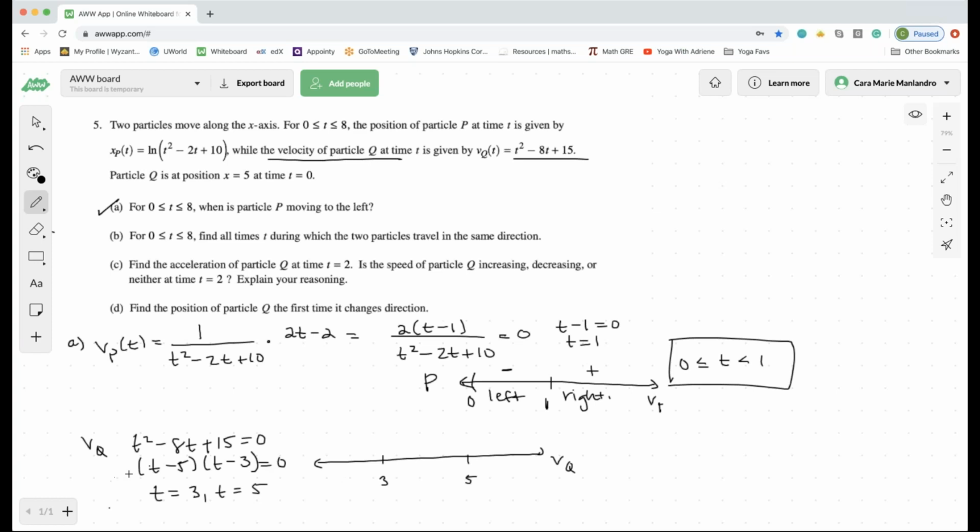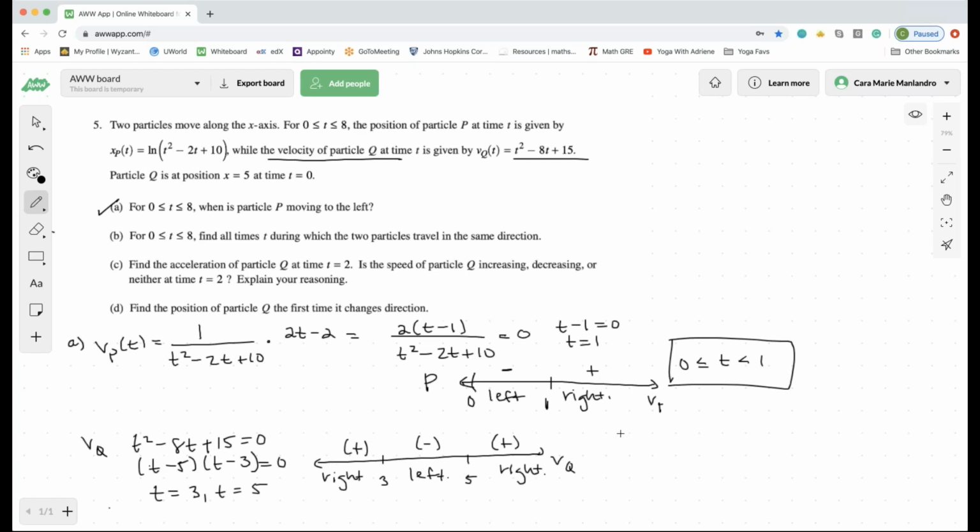So if I plug in a 1, I get negative and negative, overall positive. So this guy is moving to the right. Between 3 and 5, if I plug in 4, it's overall negative. So that's moving to the left. And then if I plug in like a 6, this is overall positive. So this is going to be moving to the right.